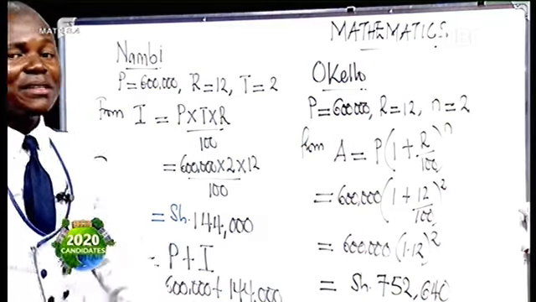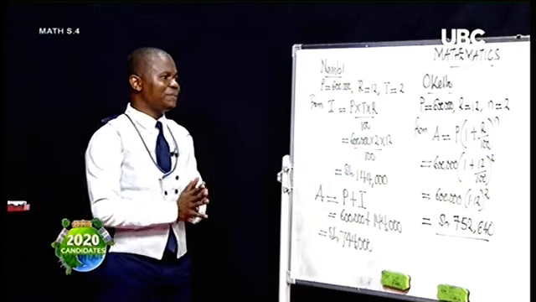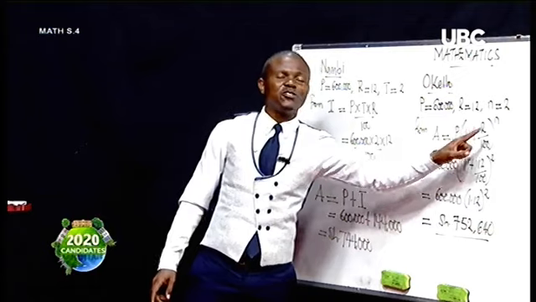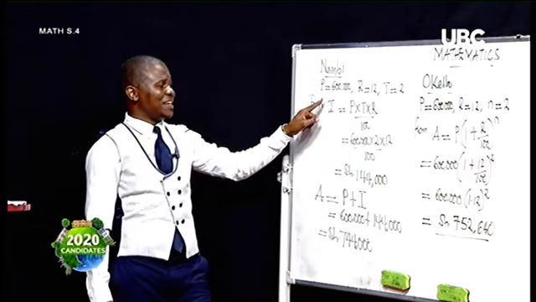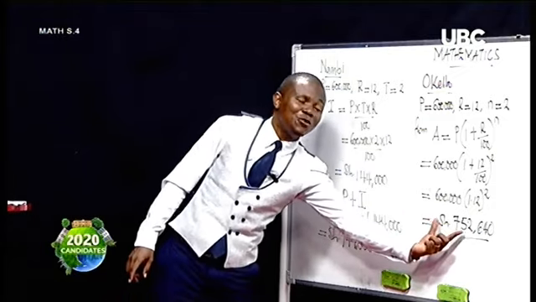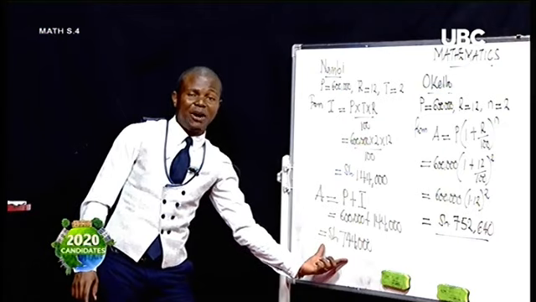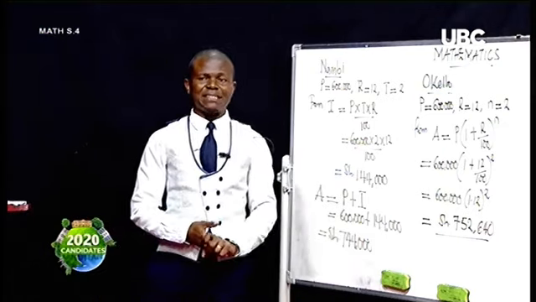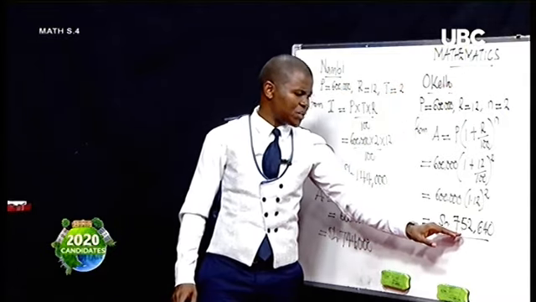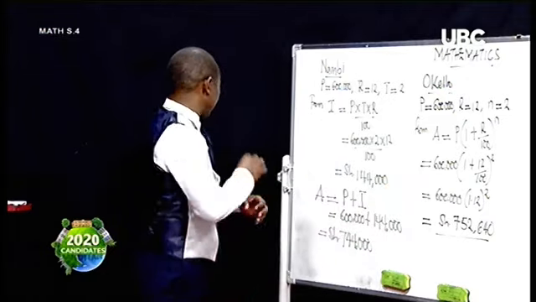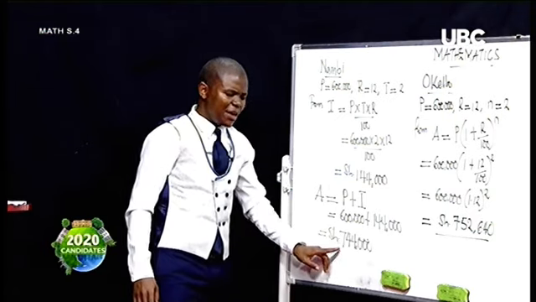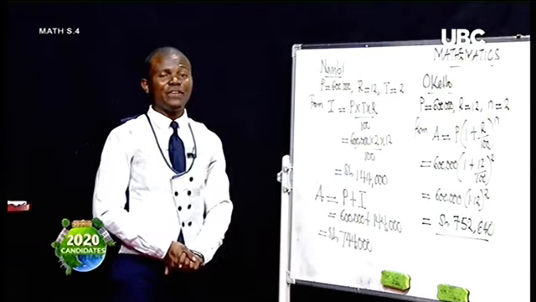Supposing you wanted to begin saving today, it is therefore better for you to save in a compound interest account rather than saving in a simple interest account, because the compound interest account will give you more money than the simple interest account. So the answer for part A is therefore Okello has shillings 752,640 at the end of the 2 years, and Nambi has shillings 744,000 at the end of the 2 years.